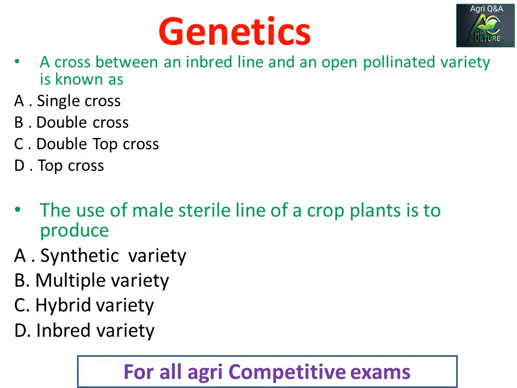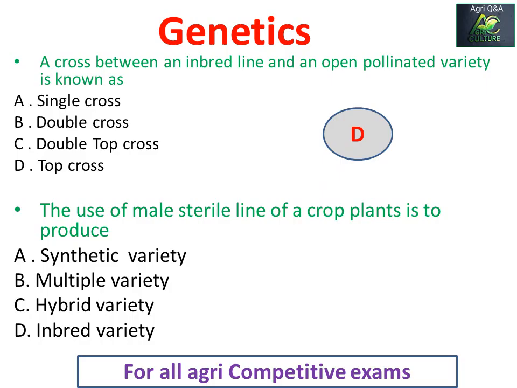Next, a cross between an inbred line and an open pollinated variety is known as. This one is a very important repeated bit. The options are single cross, double cross, double top cross and top cross. Answer is top cross.